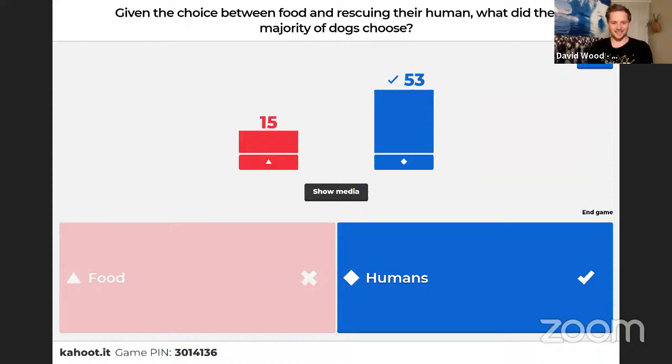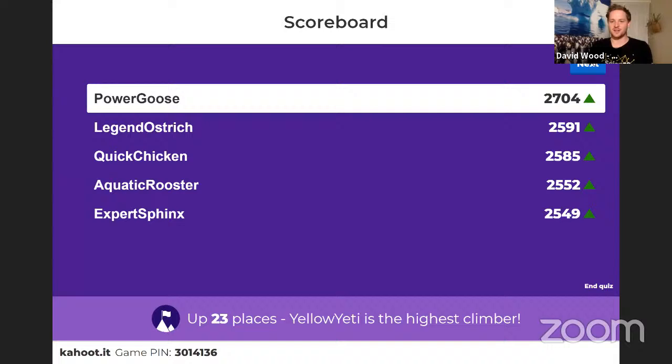19 of the 60 dogs chose the food, but we won't hold that against them because the majority of dogs, as long as they knew how to, were able to choose helping their human instead. Well done to Power Goose, who's now in the lead.